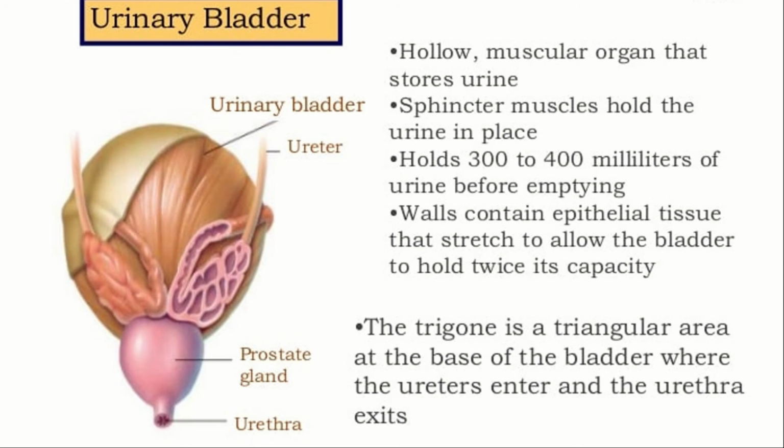Next, coming to the urinary bladder. It is a hollow muscular organ that stores urine. Sphincter muscle holds the urine in place. It holds almost 300 to 400 milliliters of urine before emptying. The walls of the urinary bladder contain epithelial tissue that stretches to allow the bladder to hold twice its capacity of urine. The trigone is a triangular area at the base of the bladder where the ureters enter and the urethra exits.